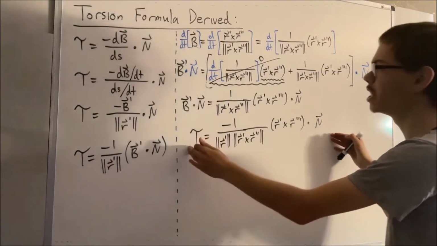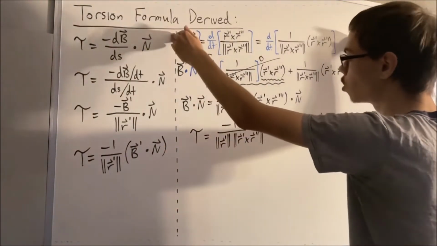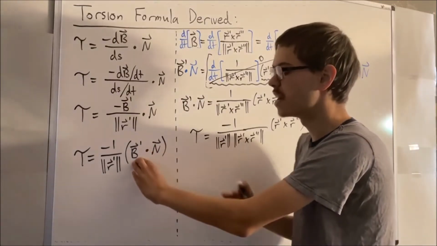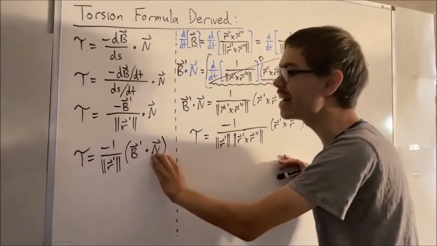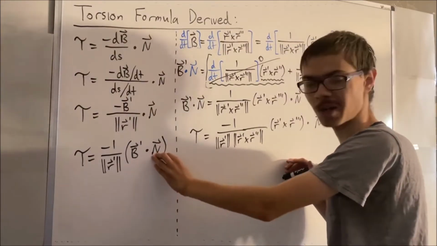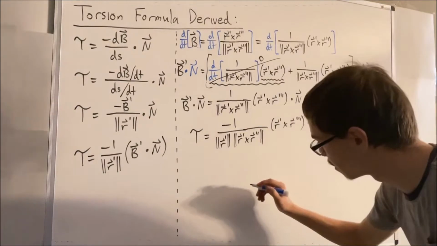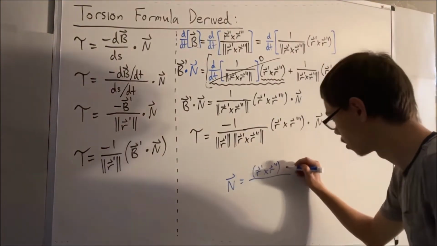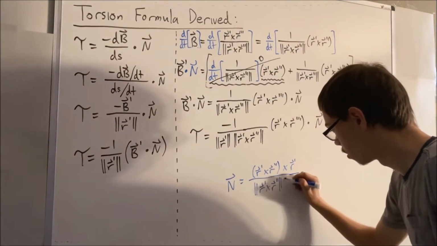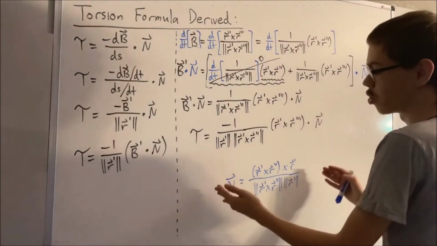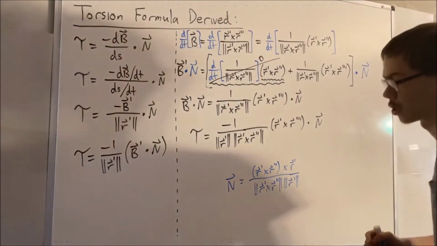But remember, in the beginning of what we were doing right here, our whole goal was to find b prime in terms of the position vector. Now we have to express what n is in terms of the position vector. And if we recall, n is equal to this. Right? This is basically what the unit normal vector would be in terms of the position vector.